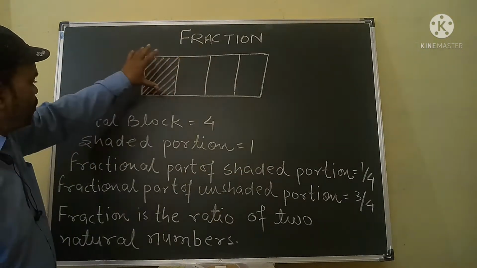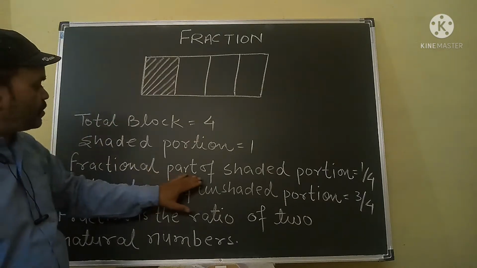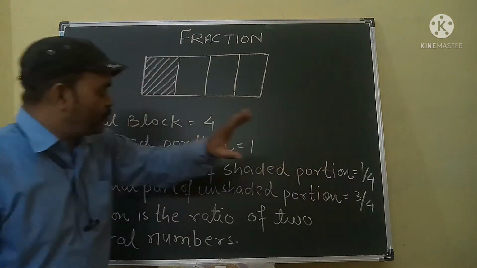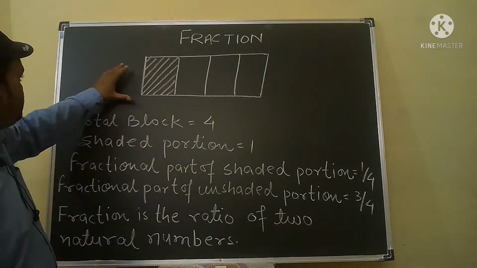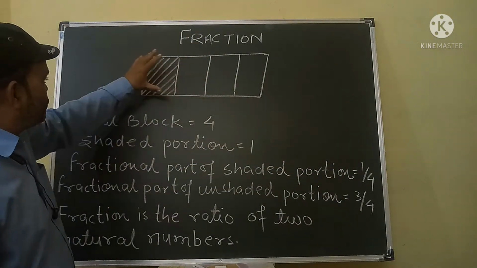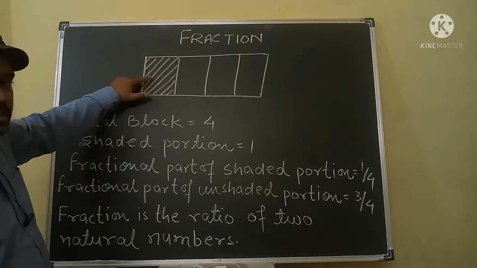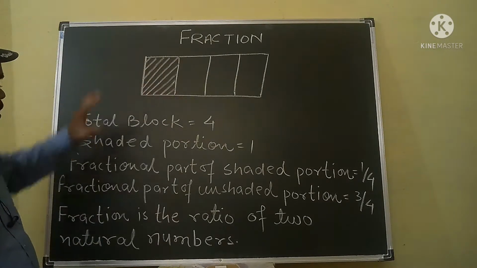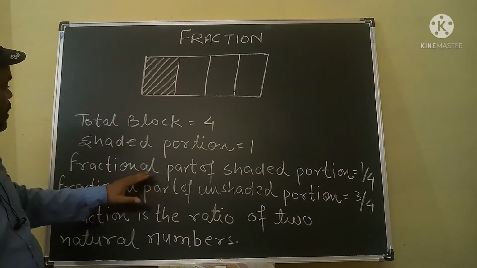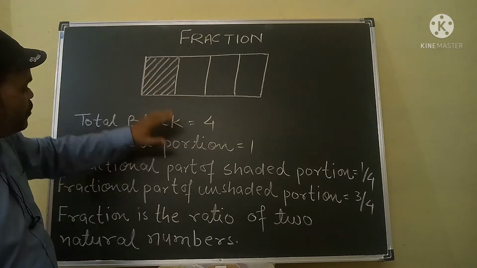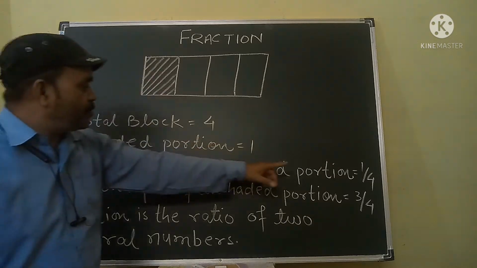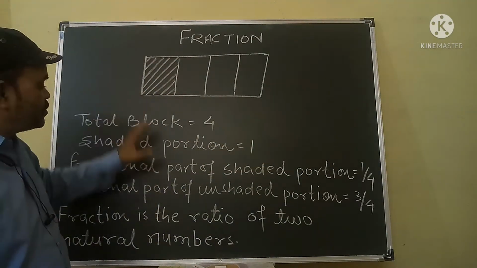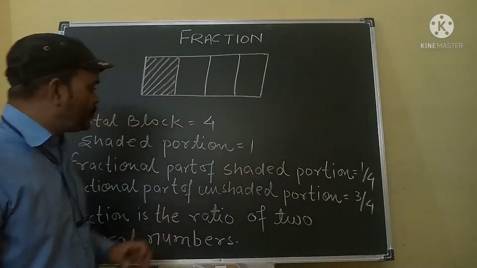For this big block, the fractional part of the shaded portion is 1 upon 4. That's why, in these four blocks, only one block is shaded. That means the fractional part of the shaded portion is 1 upon 4.